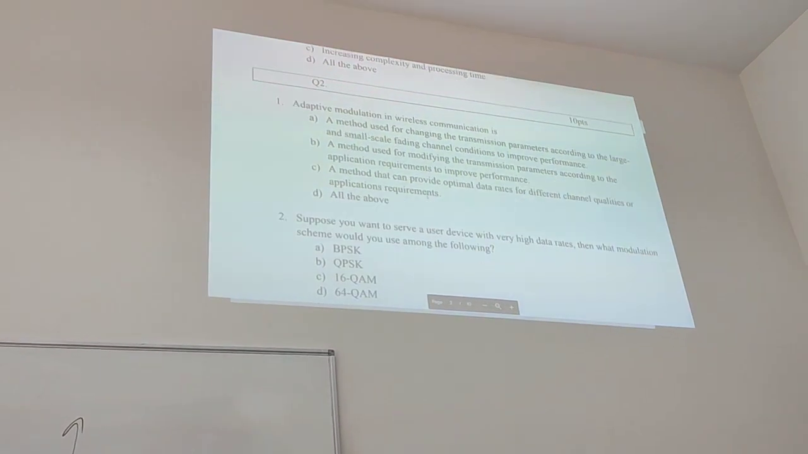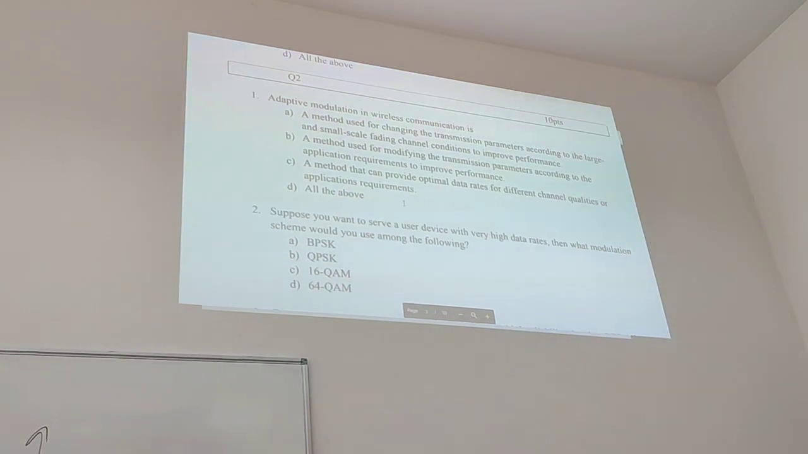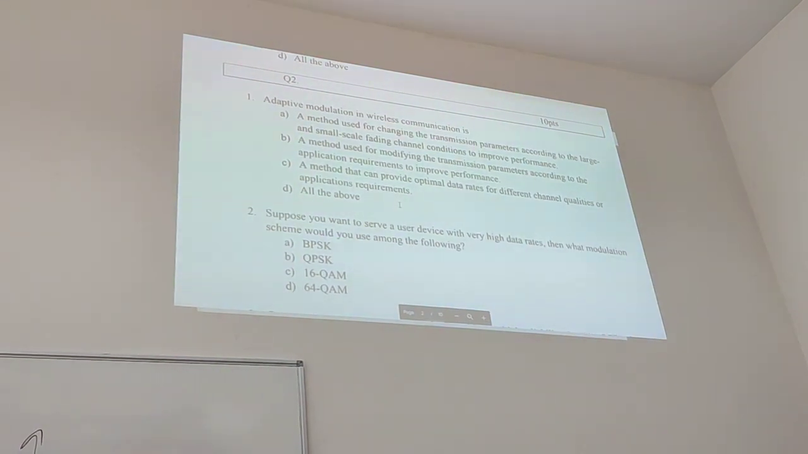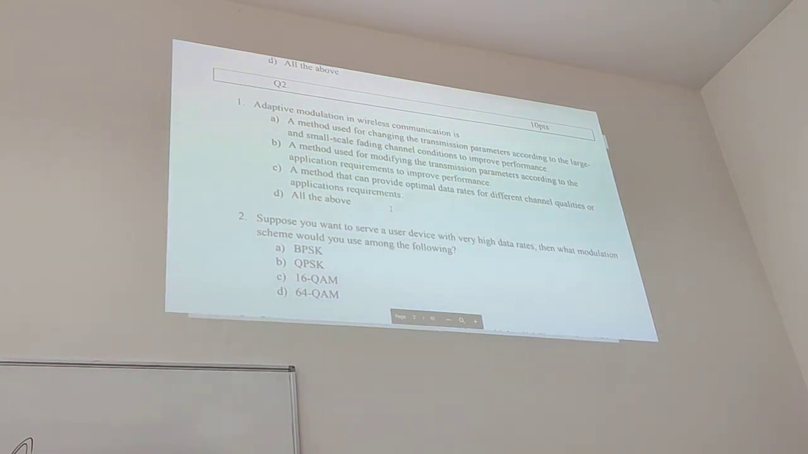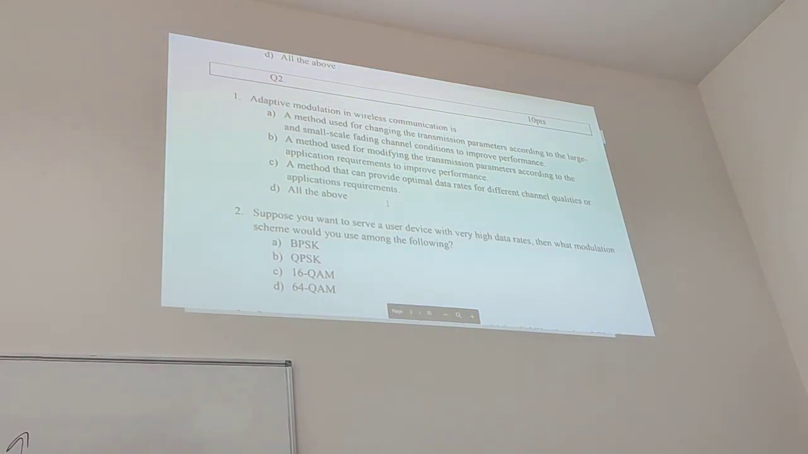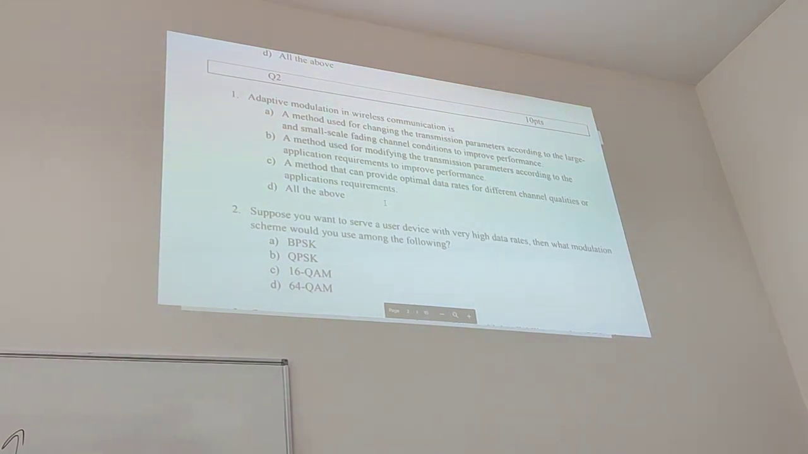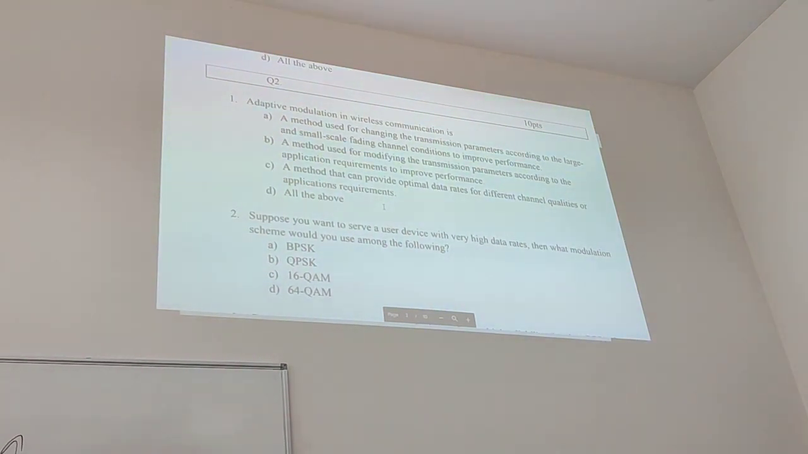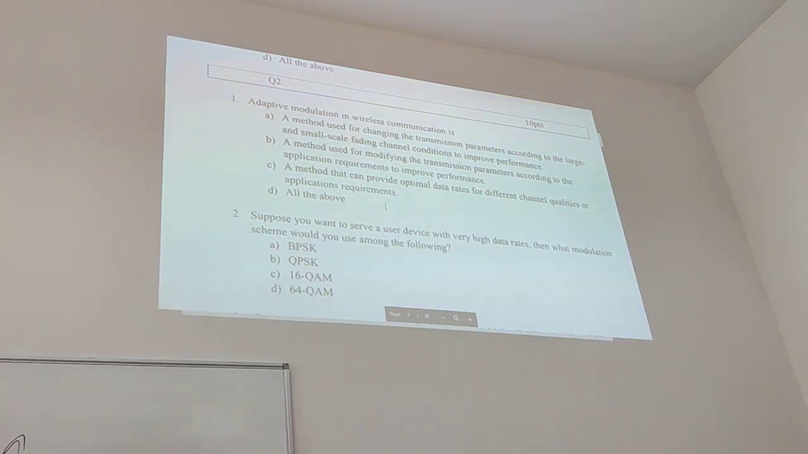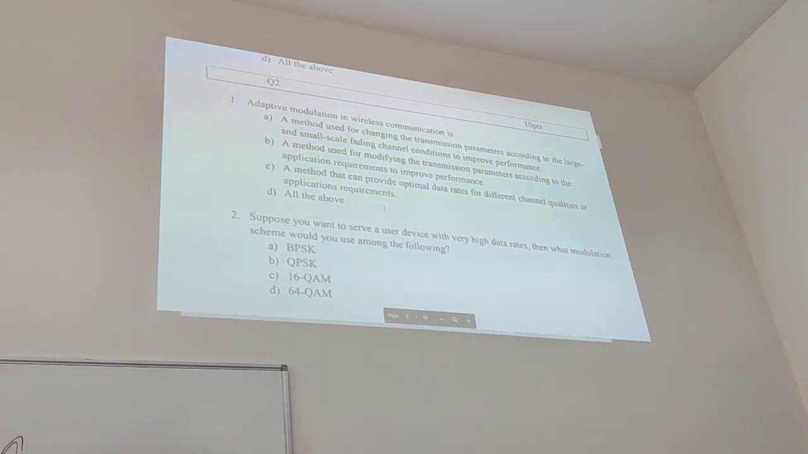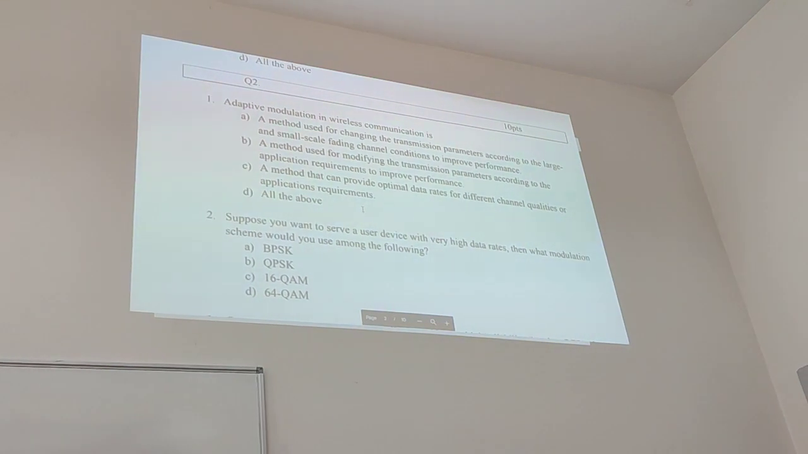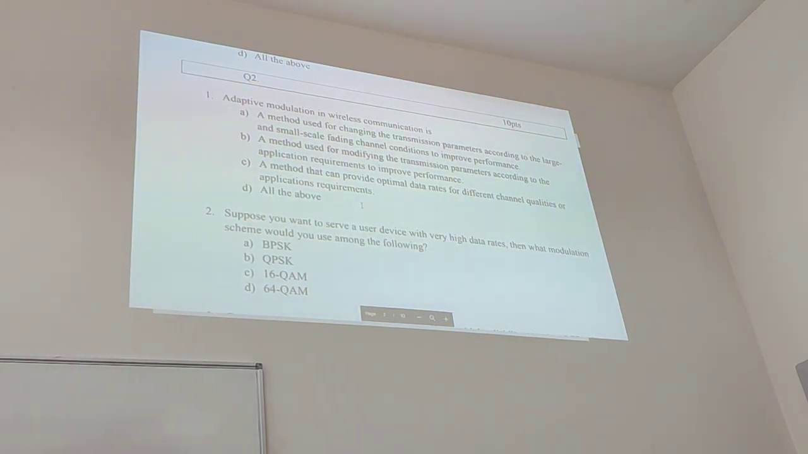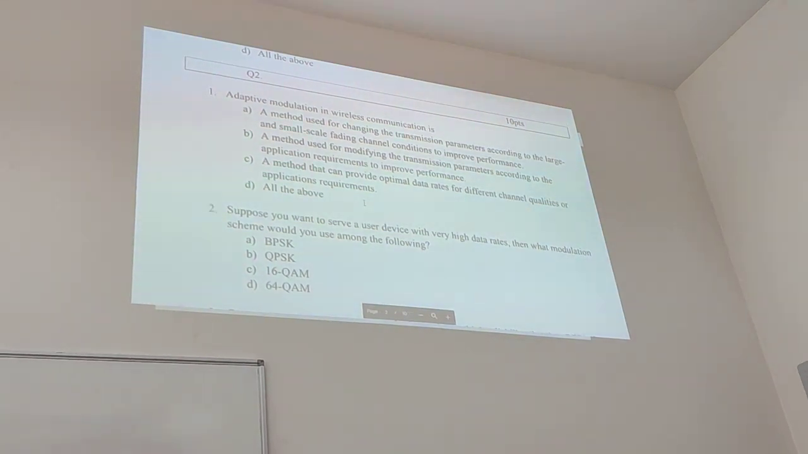Now moving from the subject of diversity to the subject of adaptive modulation. Adaptive modulation in wireless communication. What do we mean by saying adaptive modulation? A, a method used for changing the transmission parameters according to the large and the small scale fading channel conditions to improve performance. Or B, a method used for modifying the transmission parameters according to the application requirements to improve performance. Or C, a method that can provide optimal data rates for different channel qualities or application requirements.